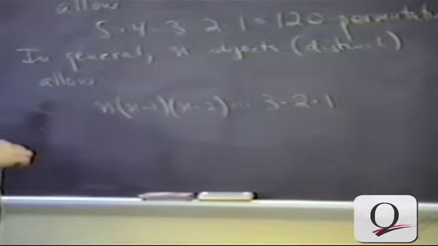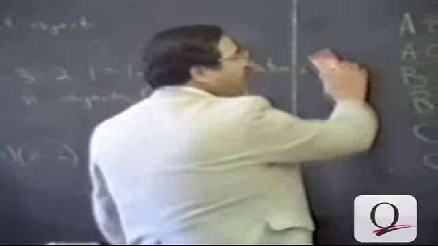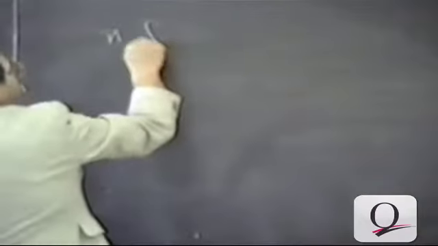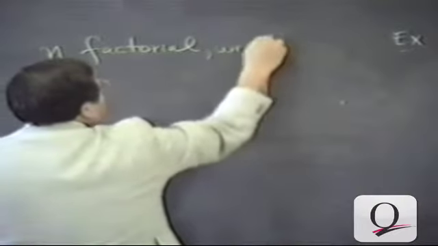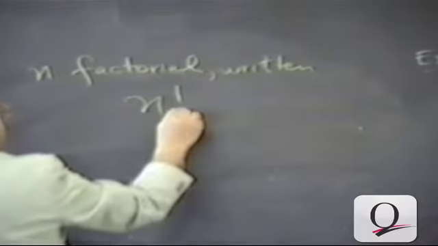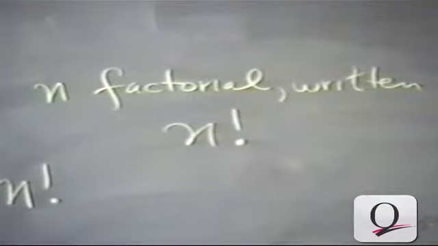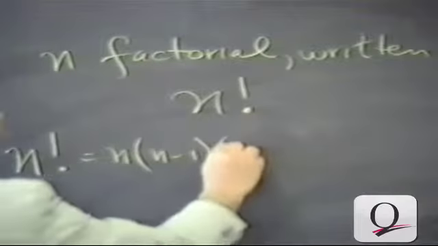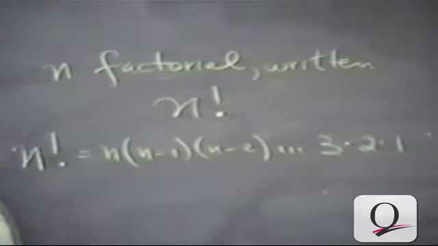Rather than write this all the time, mathematicians have a name for this. This is called n factorial. And it's written like this, n with an exclamation point. And n factorial is defined as this product we just wrote down before, starting with n, multiply by n minus 1, by n minus 2, and continue till you multiply by 3, by 2, and by 1.